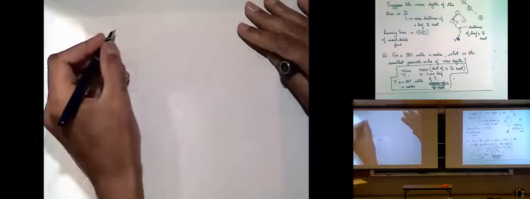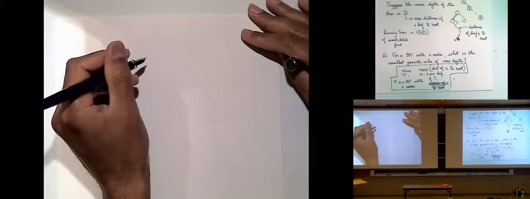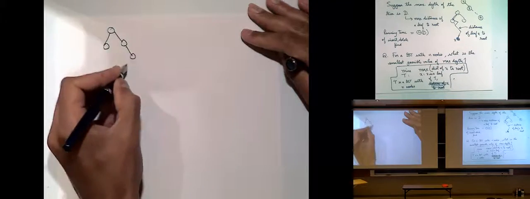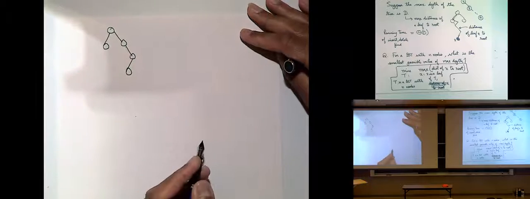So, okay, all right. See, I told you I have to actually explain the question first. So consider any tree with 5 nodes. Okay, so here's a tree with 5 nodes. What is the max depth of this tree?